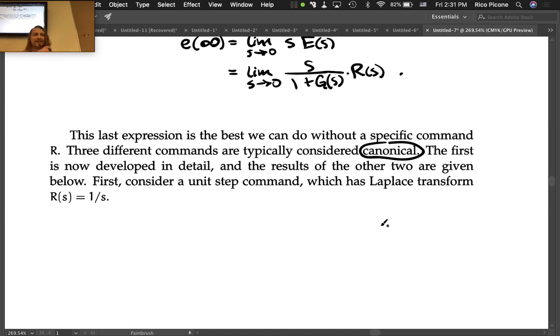The first is now developed in detail. So we're doing that first one where we're going to say, okay, we're going to take one of our command functions. So in this case, a step function. And we're going to do some analysis with that.